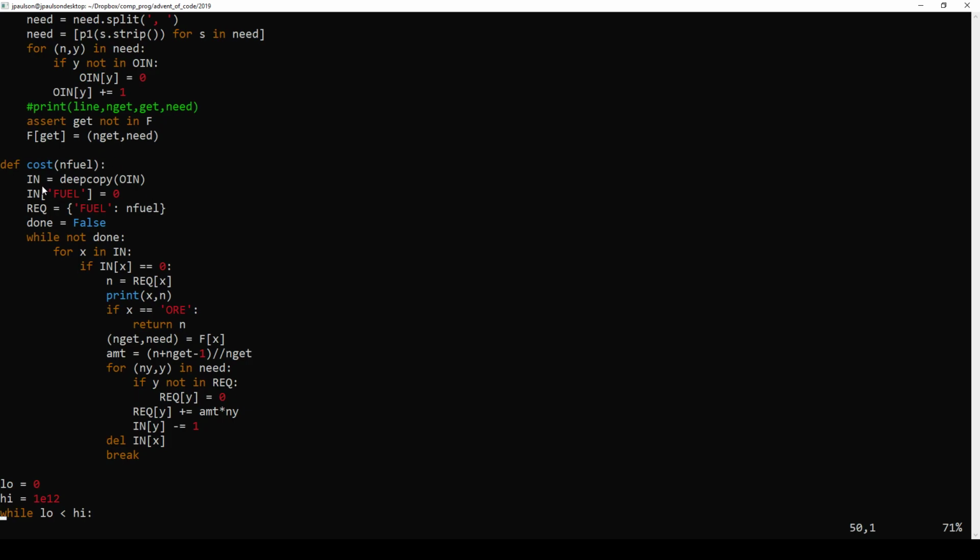So my idea for how to figure out the cost is, I'm going to start processing things that I know I'm not going to need any more of later, to make sure that I figure out how much of it I actually need right now. And I'm going to write down how much of each thing that I need. So initially, say in part one, I just need one fuel. So I can write down that. And then I'm going to start with the fuel. Figure out how much of that I need.